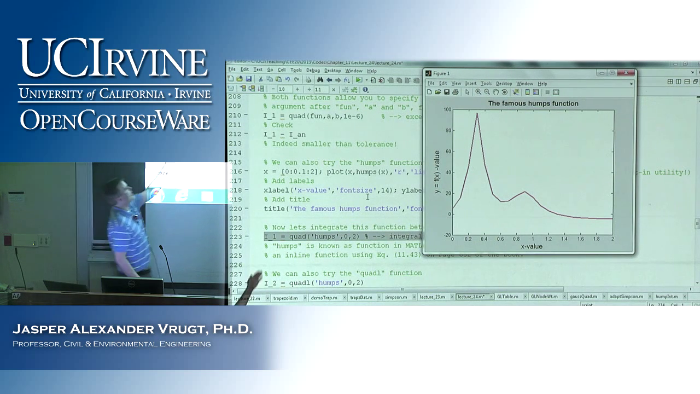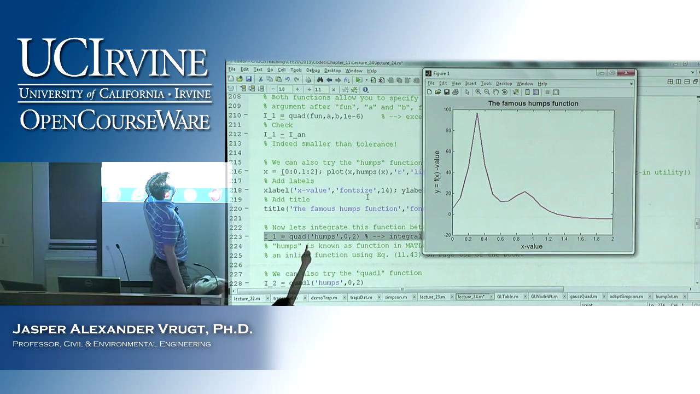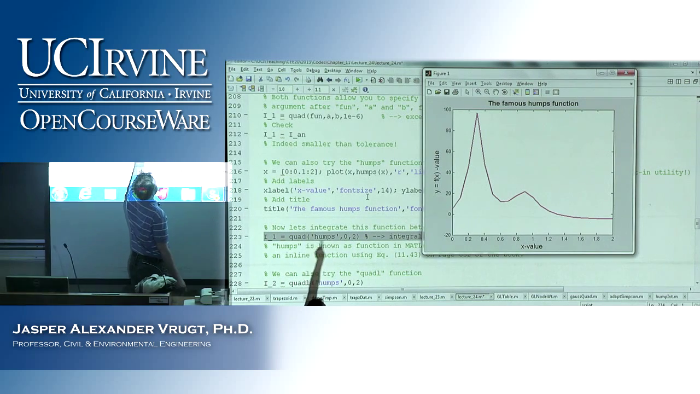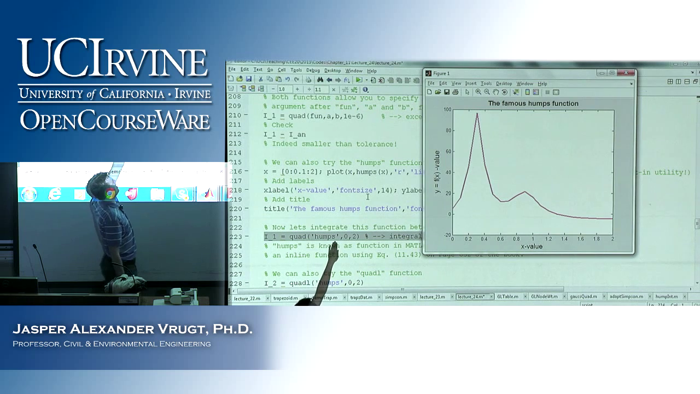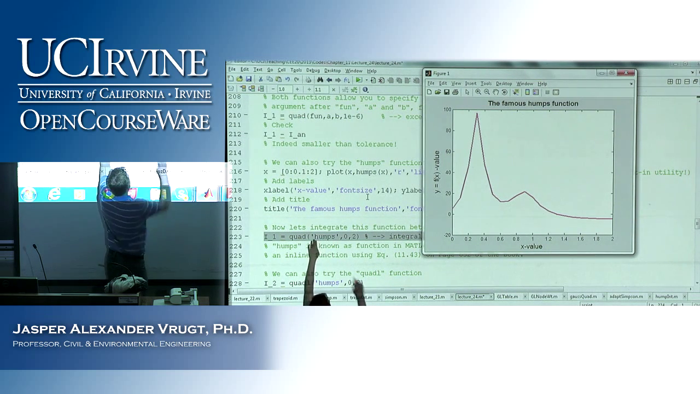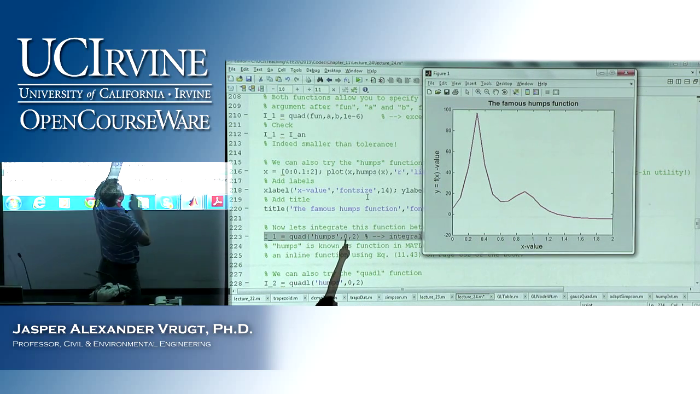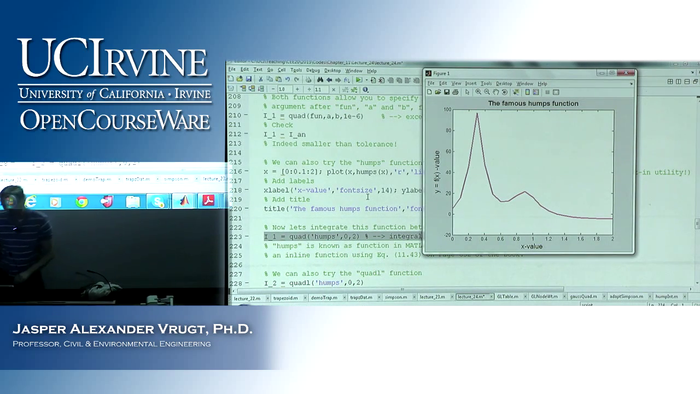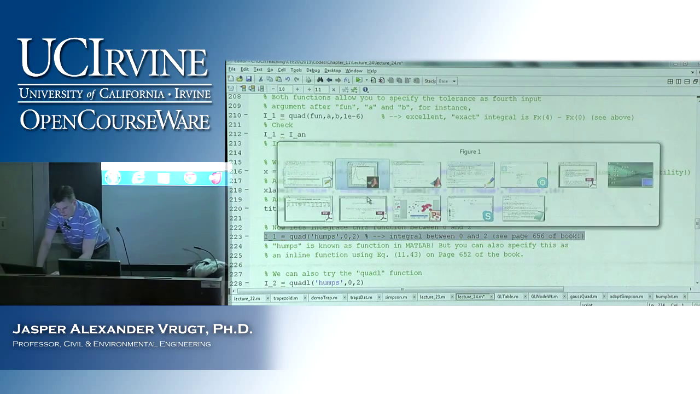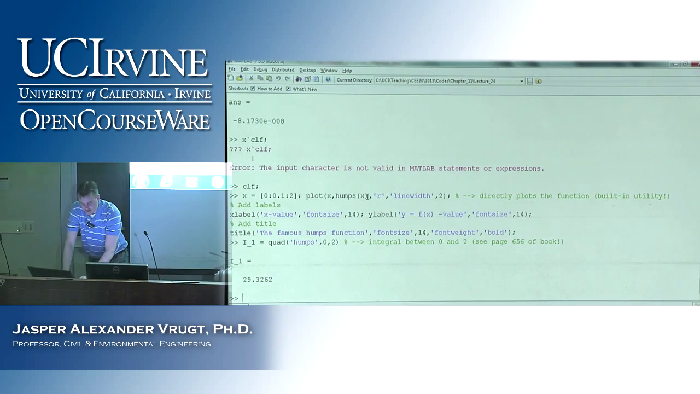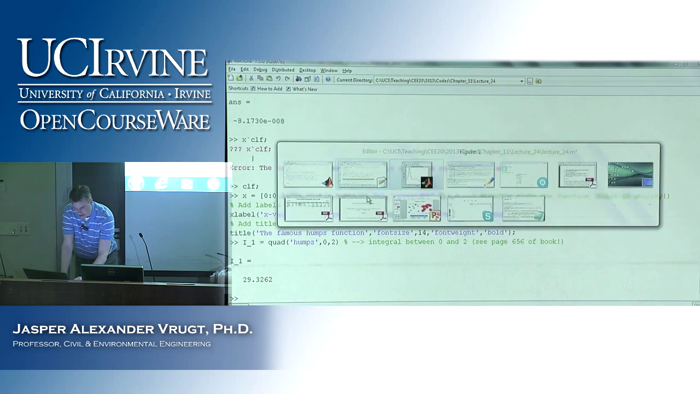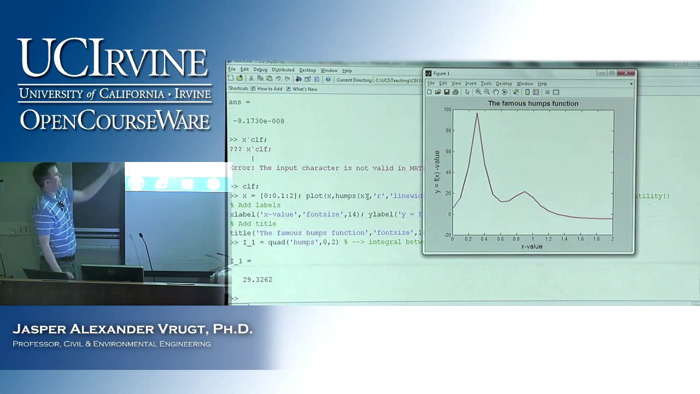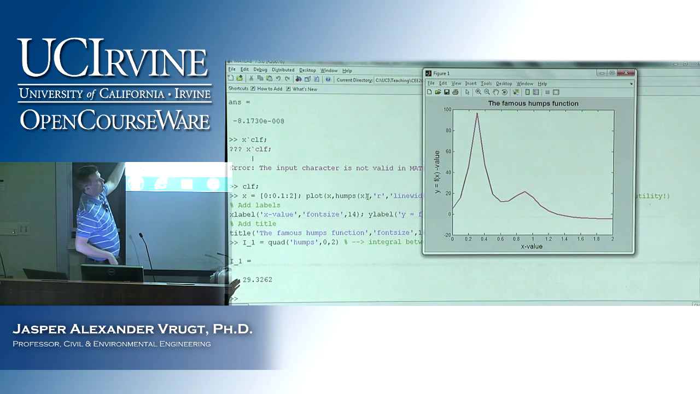Now, we know how to do that. That's very simple. That's quad. This is the function name. And because it's built into MATLAB, we don't have to specify an inline function. We can just quote humps. And then a is 0, b is 2. Okay, so we can execute that, and we get an estimate of 29.3262. That's the numerical estimate of the integral.